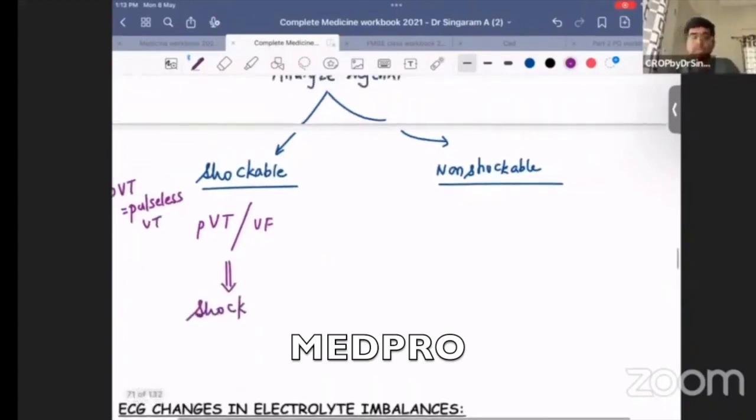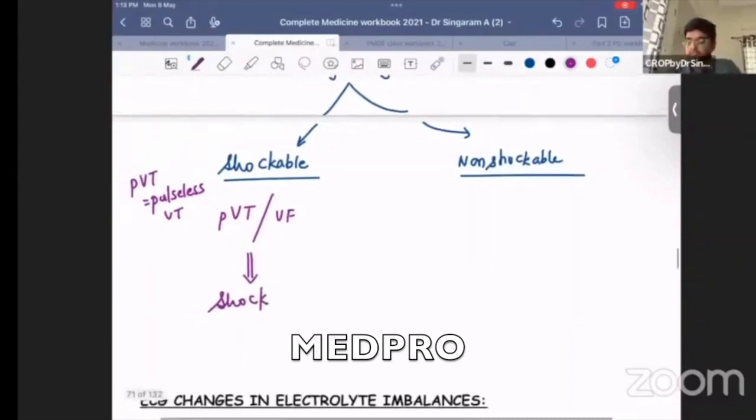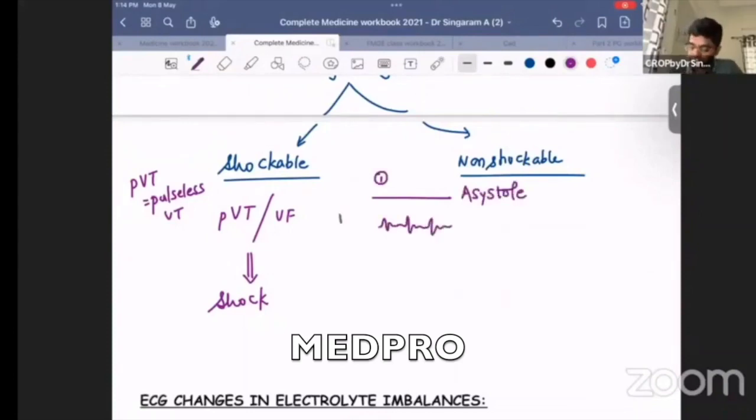Any idea what the non-shockable rhythms are? There are two rhythms actually. One is a flat line, what is this flat line? Asystole. One more is where you see some electrical activity, but there is no pulse, the heart rate is zero in that patient. It's no pulse, but there is some electrical activity. You call this PEA: pulseless electrical activity.